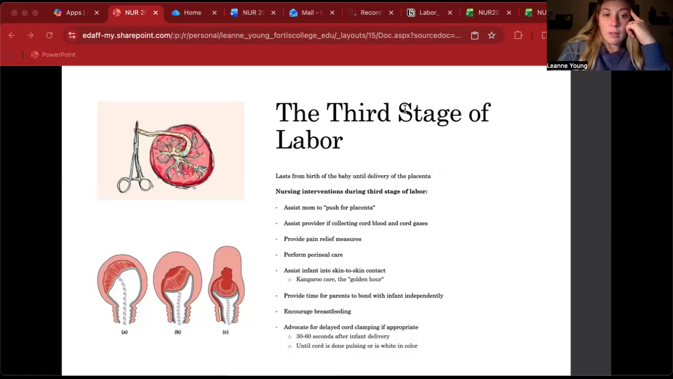We're going to help the provider collect cord blood and cord gases, provide pain relief, perform perineal care, assist the baby into skin to skin contact, provide time for parents to bond with the infant independently. We're going to encourage breastfeeding if that's indicated and that's what the mom wants to do and it's on her birth plan. And then we're going to advocate for delayed cord clamping if possible. So 30 to 60 seconds after the infant is delivered, then we can cut the cord, or until the cord is done pulsing or is white in color.